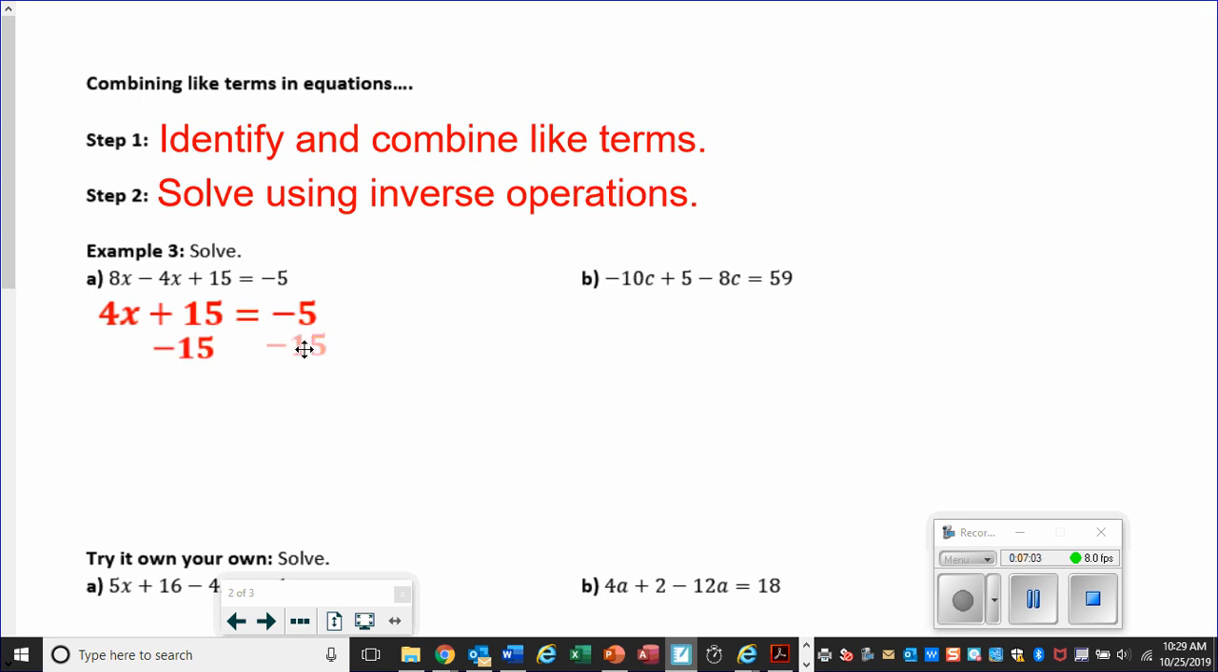So I subtract 15 from both sides. And now I have 4x equals negative 20. Divide both sides by 4. I get x equals negative 5, which is my final answer.